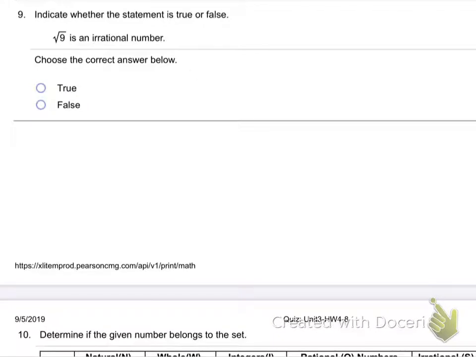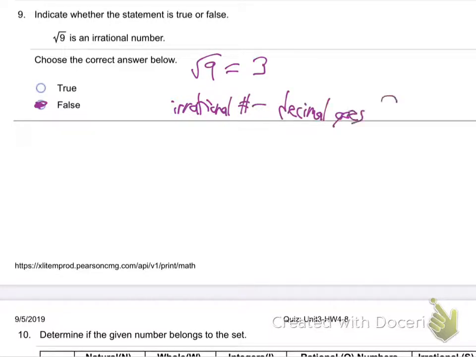All right, is square root of 9 an irrational number? No, square root of 9 is just 3. It's false. An irrational number is a decimal that goes forever with no pattern. So 3 is not that. It's just a whole number.